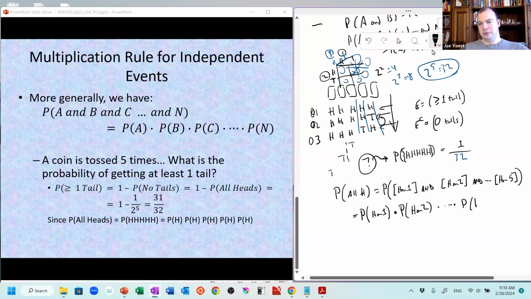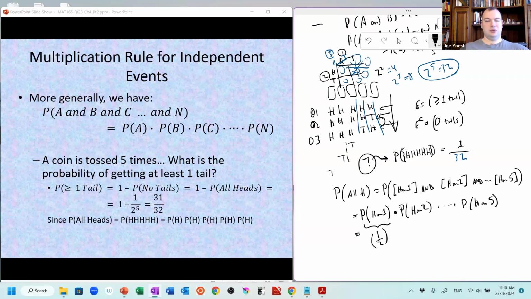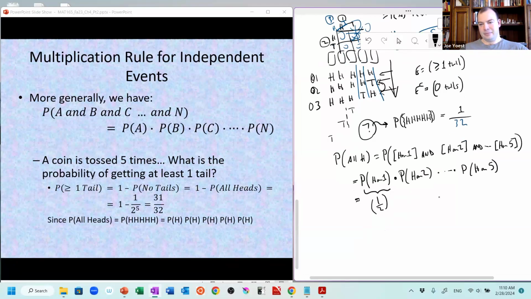All the way out to times probability we get a head on flip 5. But each of these is the same probability of 1/2. What's the chance I got a head on flip 1? That's 1/2. I could have got a head or tails, and they're equally likely.